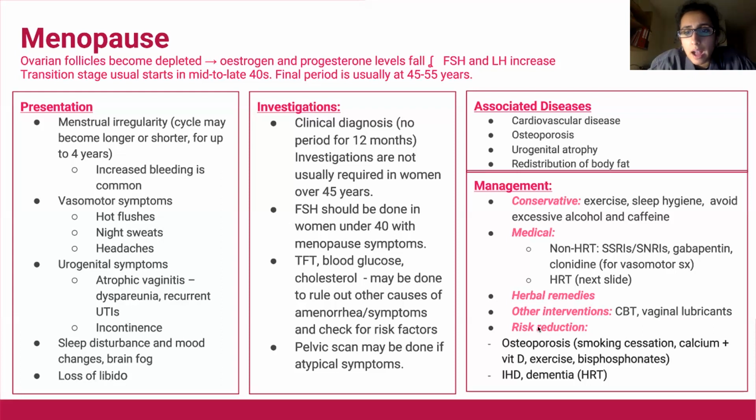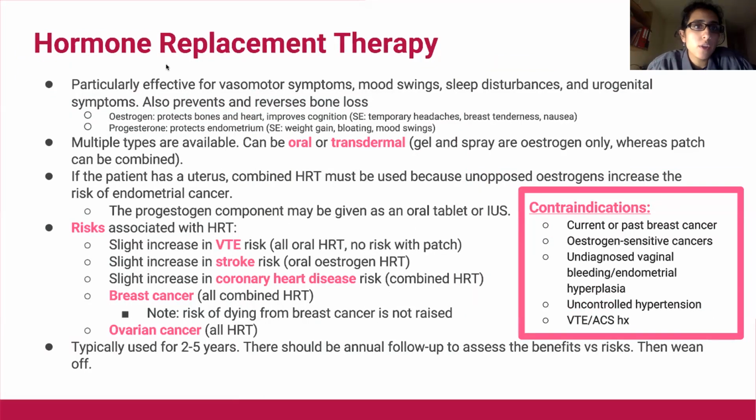As well as treating the actual symptoms, it's important to focus on the patient holistically and think about reducing risk of associated conditions we spoke about before, specifically osteoporosis: encouraging people to stop smoking, calcium, vitamin D replacement, weight-bearing exercises, considering bisphosphonates as well. And actually, HRT can decrease the risk of ischemic heart disease and dementia as well, as I said before. So hormone replacement therapy is good for vasomotor symptoms, mood swings, sleep disturbances, and urogenital symptoms, and it also helps with the osteoporosis as well.